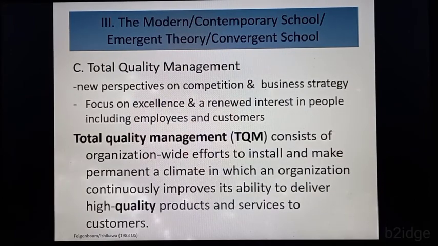Then we have total quality management, with very new perspectives on competition and business strategy. There's a focus on excellence and a renewed interest in people, including employees and customers. Total quality management consists of organization-wide efforts to install and make permanent a climate in which an organization continuously improves its ability to deliver high-quality products and services to customers.